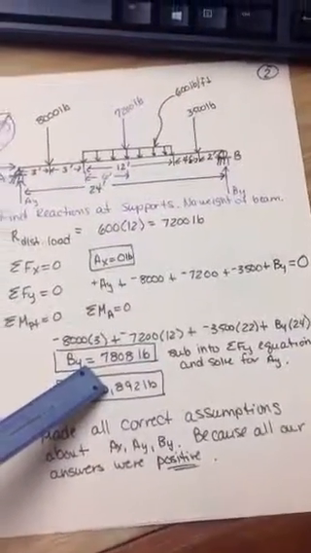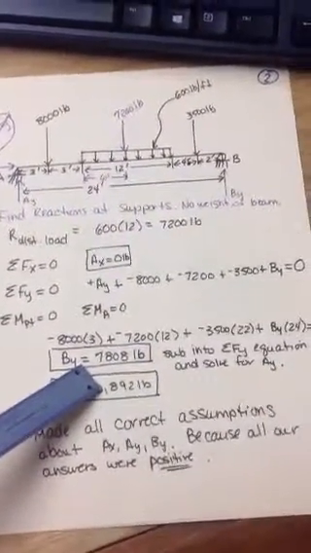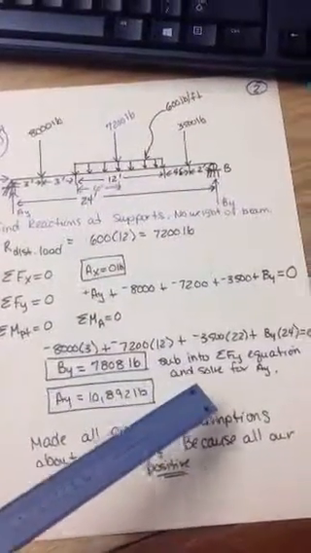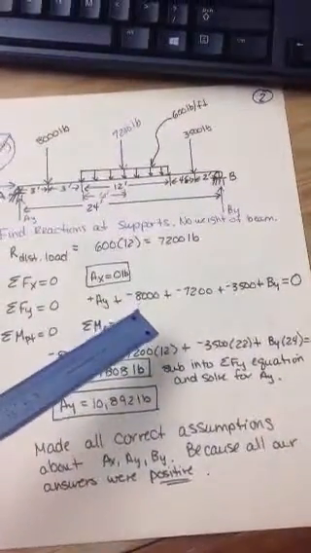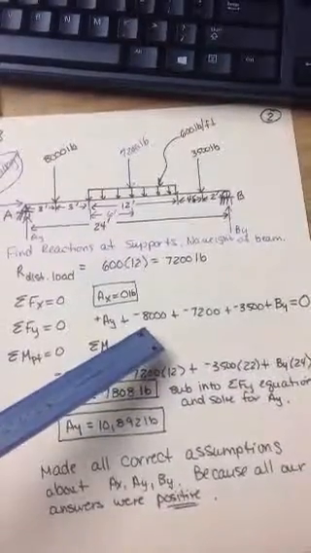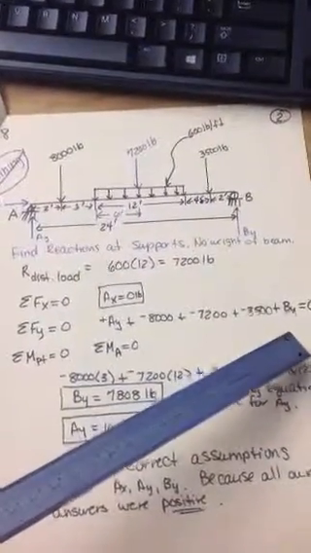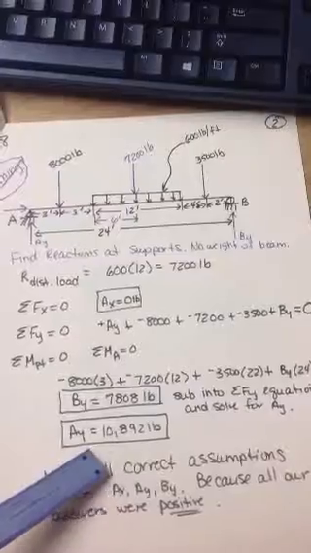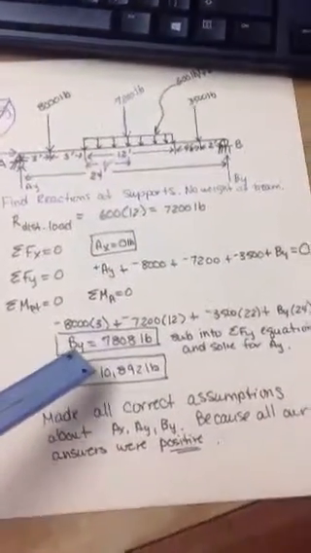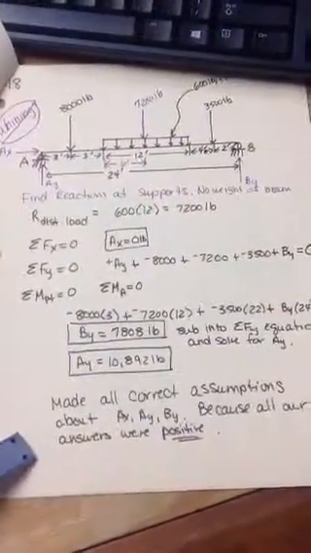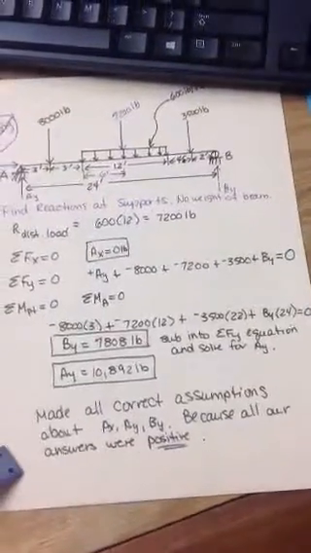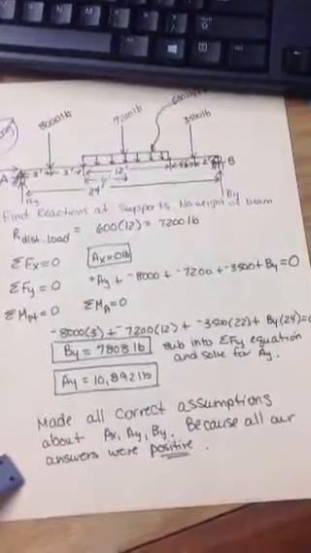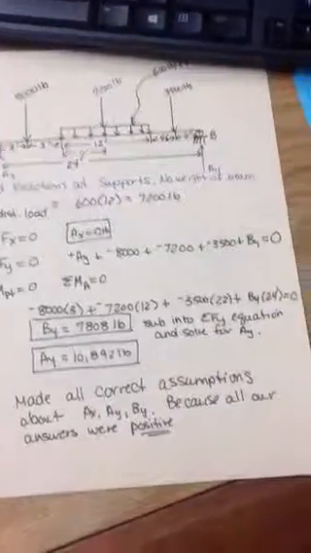Okay? So we know that B of y points up at 7,808. Now, we're going to go back up to our sum of the forces in the y equation and put in what we know B of y to be, and we can find that A is 10,892. Now, in this problem, I made all correct assumptions about A of x, A of y, and B of y, because all my answers were positive. Alright, well, let's look at what happens when we make a wrong assumption.